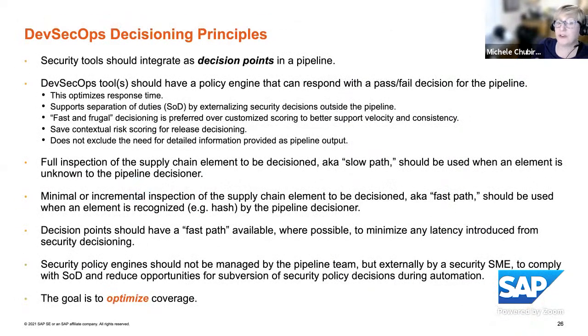Now, the decisions are different, but your DevSecOps tools should have a policy engine that can respond with pass-fail decisions in your pipeline. And the criteria is going to vary, right? So this optimizes your response time. It supports separation of duties, as I've mentioned before. You have fast and frugal decisioning. You can have contextual risk scoring at your release management phase.